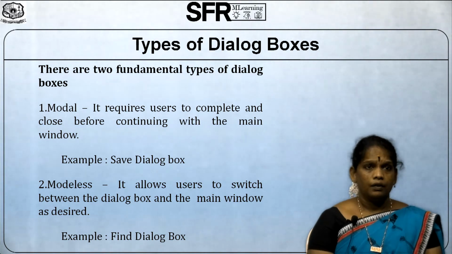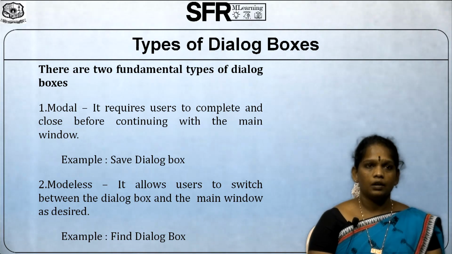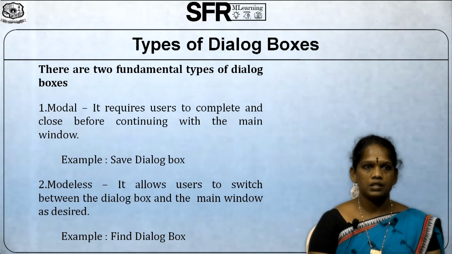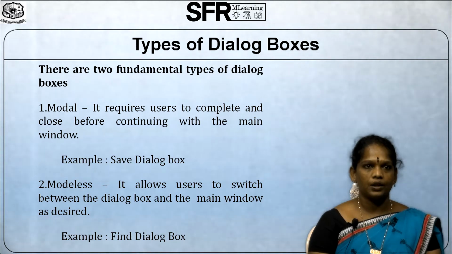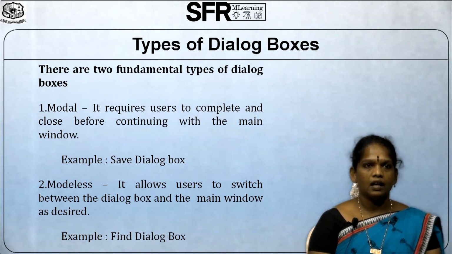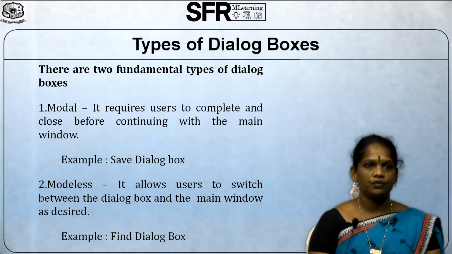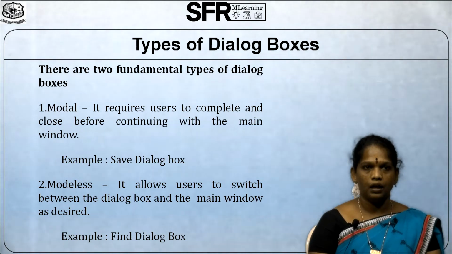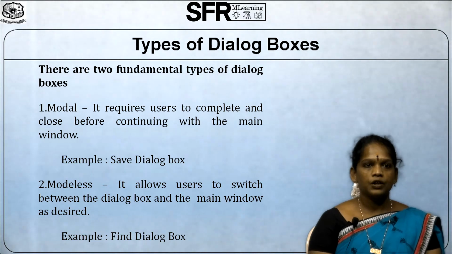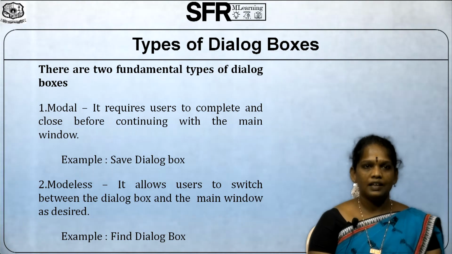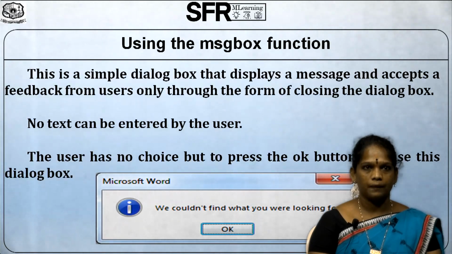Next, types of dialog boxes. There are two fundamental types of dialog boxes. Number 1 is modal and the second one is modeless. A modal dialog box requires the user to complete and close it before continuing with the main window. For example, the save dialog box. A modeless dialog box allows users to switch between the dialog box and the main window as they desire. For example, the find dialog box.